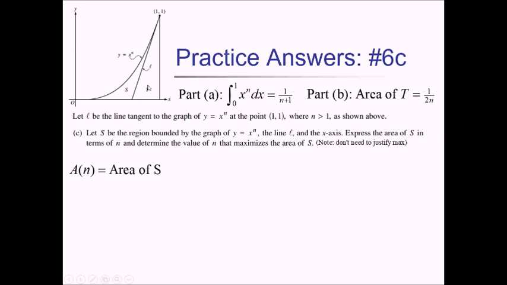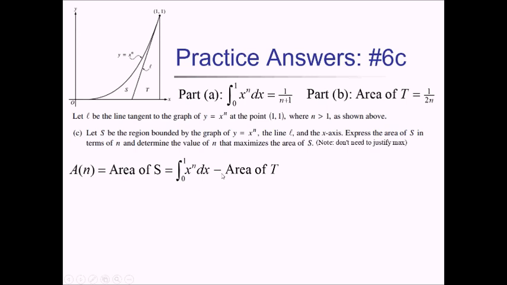So another way to do it would just be to take the whole area under the x to the n curve and subtract the area you don't want, which is this t area. So that's how I'm going to approach this one. I'm going to write this as the integral from 0 to 1 of x to the n dx, and then I'm going to subtract the area of t.